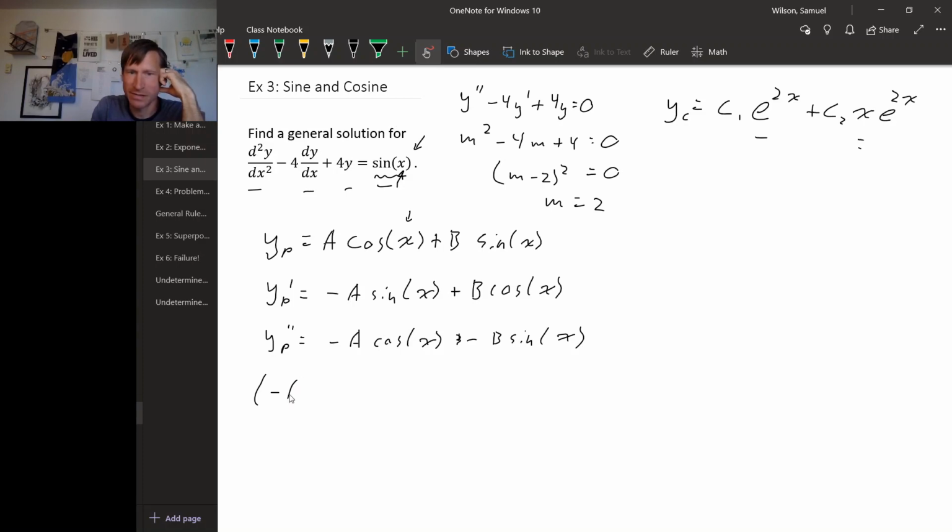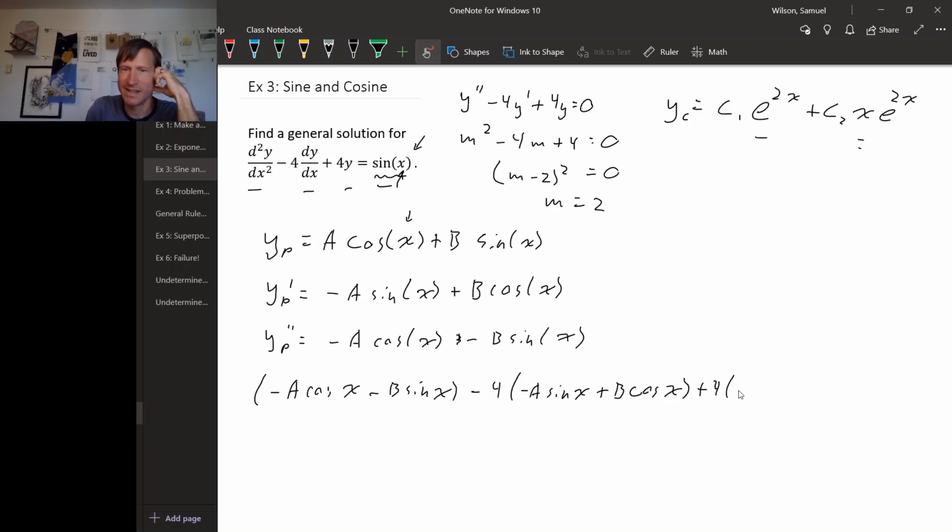So let's see, y sub p double prime, that's minus a cosine x minus b sine x, minus 4 times y prime, and y prime is minus a sine x plus b cosine x, plus 4 times y, and y is a cosine x plus b sine x. And this is all supposed to be equal to sine x.